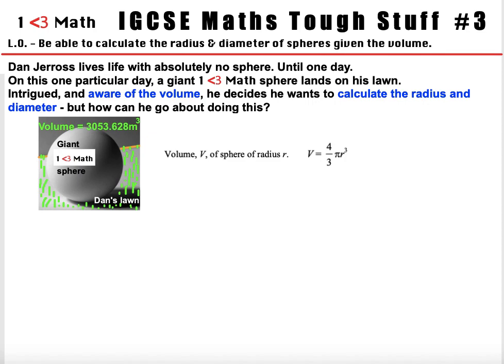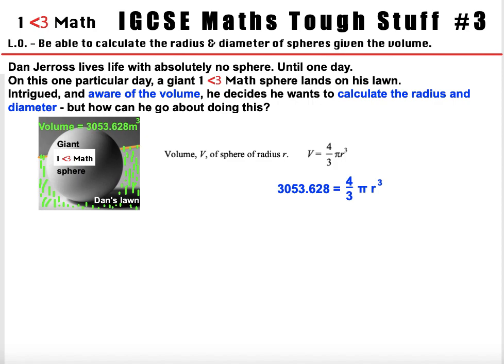So I'm going to write it out. I'm going to show my working out and methodology very clearly, because that's what boss mathematicians do. So we've got the volume given. That equals 4 over 3 pi r cubed. So now I'm going to solve this equation to find the value of r.